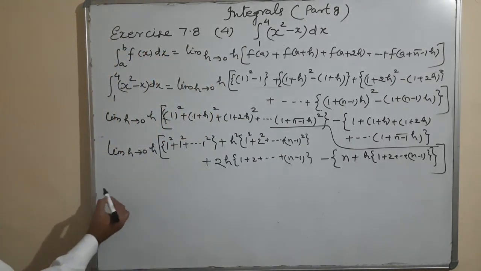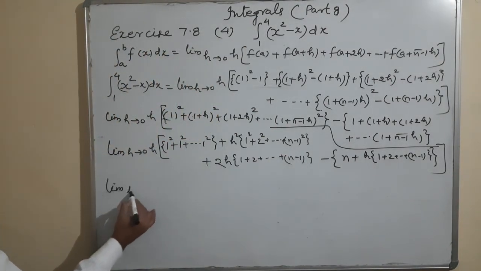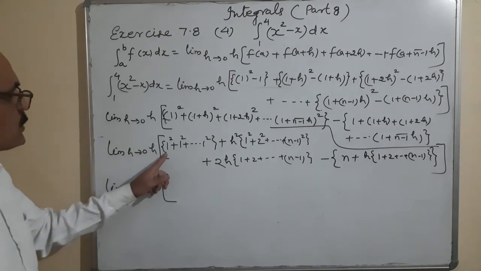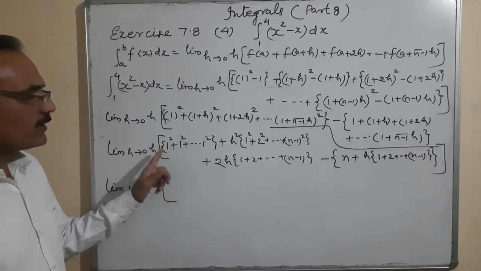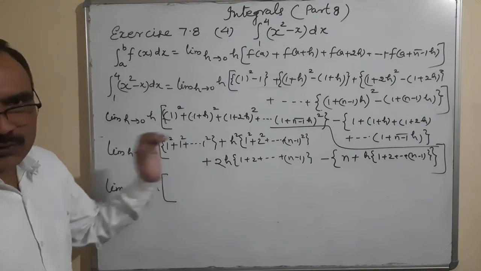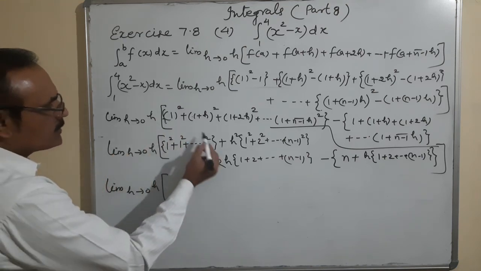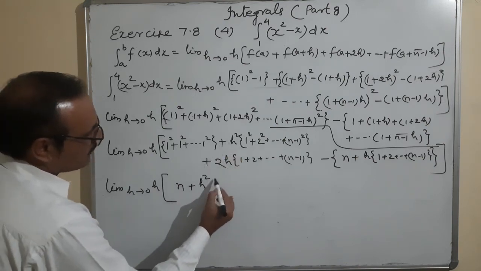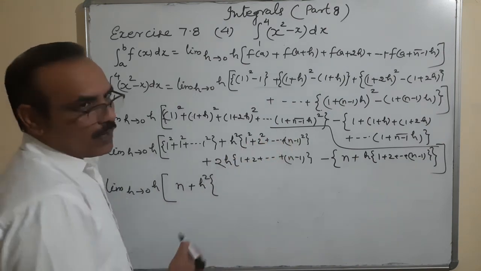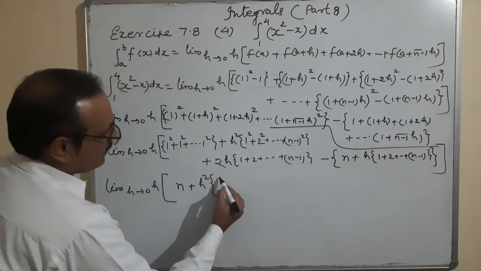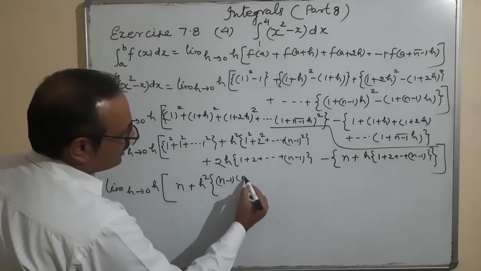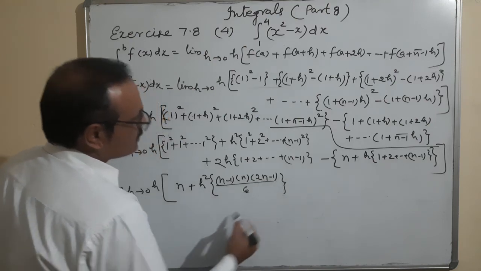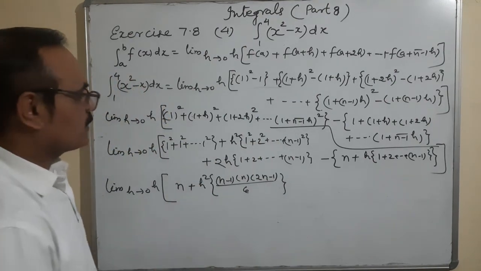After that, limit h tends to 0. Square of 1 is 1, 1 plus 1 plus 1 up to how many times? n times. So this term is written as n plus h square times the sum of squares of n minus 1 natural numbers, which is (n minus 1) into n into (2n minus 1) upon 6. This is the formula for the sum of squares of n minus 1 natural numbers.